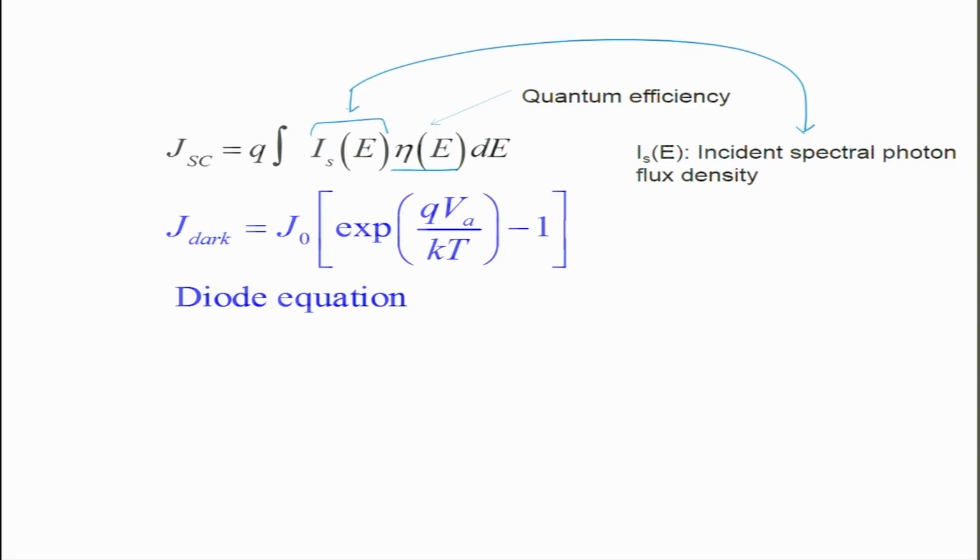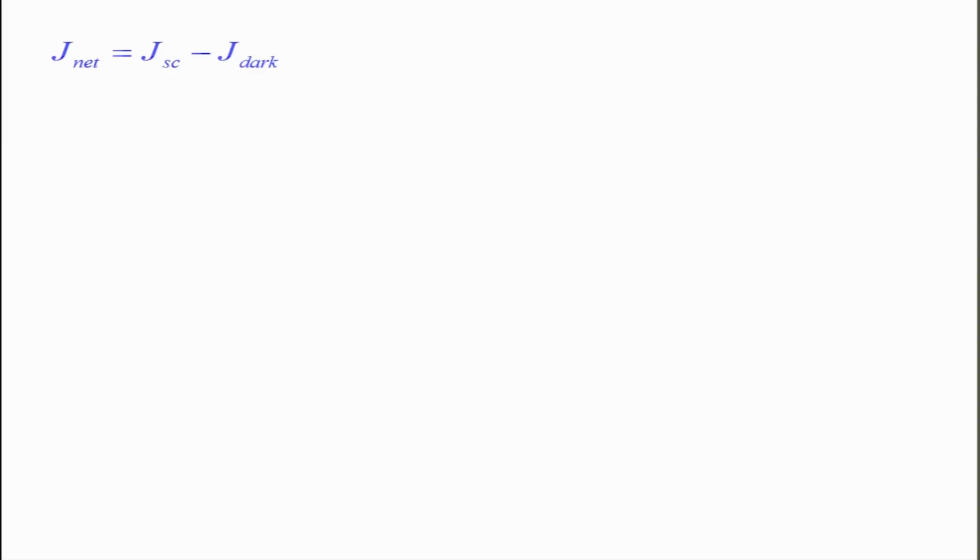This dark current is positive in nature, while the short circuit current is negative in nature. At positive biases, these two compete against each other to give you the IV curve that we obtain for a solar cell. So, for a solar cell, J net is equal to JSC minus J dark. It is a balance between these two that you get in a solar cell.